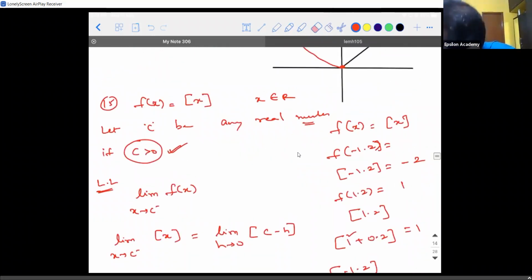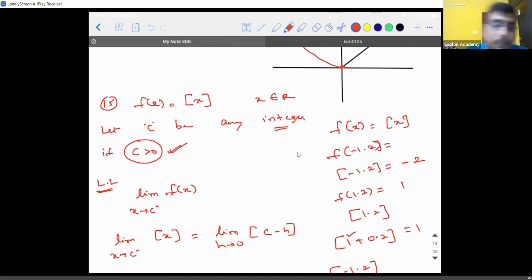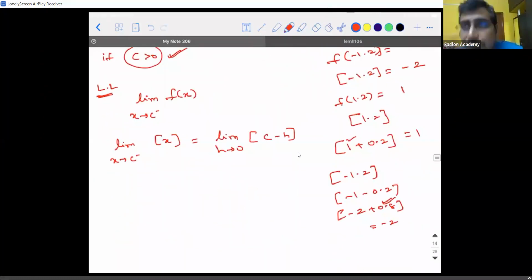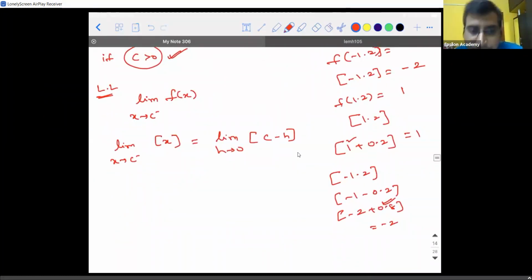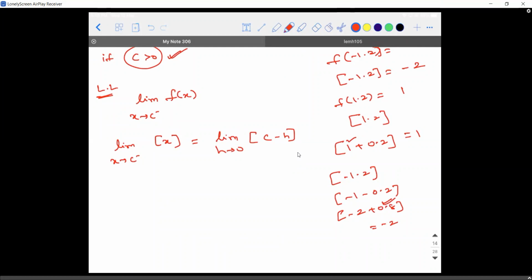Okay, I'll do one thing. I'll not take it as a real number. I will take it as an integer only. Let c be any integer such that c is greater than 0. So I'm checking the left limit and right limit at the integral points. So limit h tends to 0, greatest integer of c minus h is how much? Correct as well, c. That is where we make the mistake.